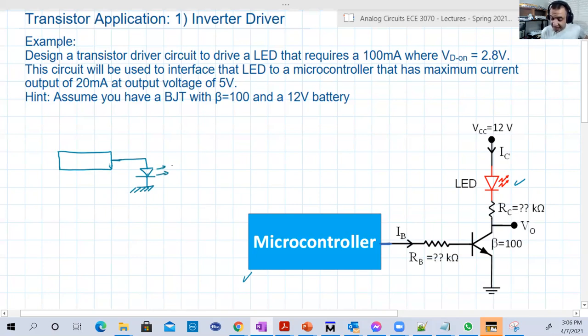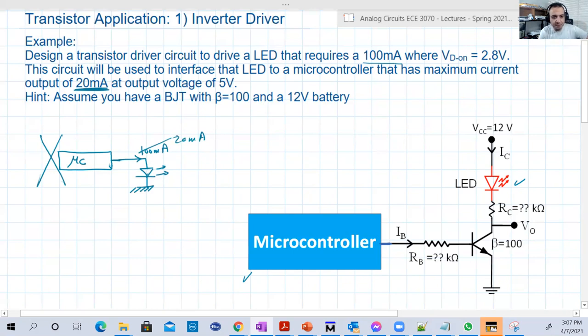But this LED needs 100 milliamperes to emit light. So 100 milliamperes should come out of the microcontroller if we want to turn on this LED, although our microcontroller can output a maximum of only 20 milliamperes. So that cannot happen. If you do this, the maximum will be 20 milliamperes, so you will barely see the light.